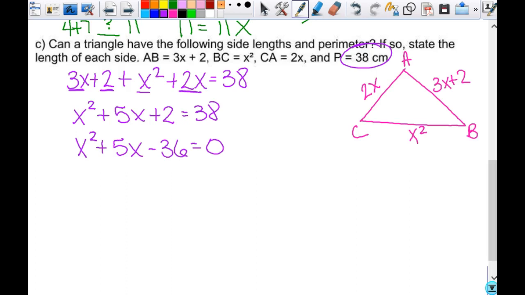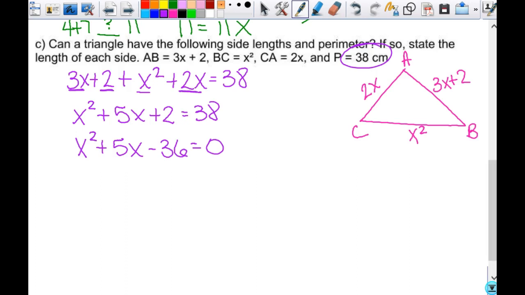GCF. Is there a GCF? No, but always try, okay? Because if you can factor out a GCF, that will make your life easier. Plus, it's something you need to do anyway. You can do it last, but you want to do it first because it's going to help, okay? So now you need to factor it. I'm going to give you a minute while I go check roll, and I want you to factor that.